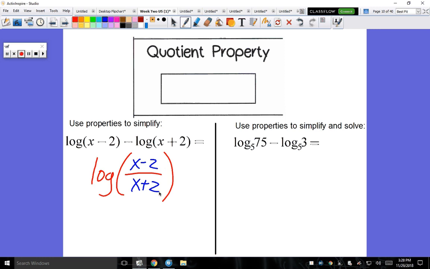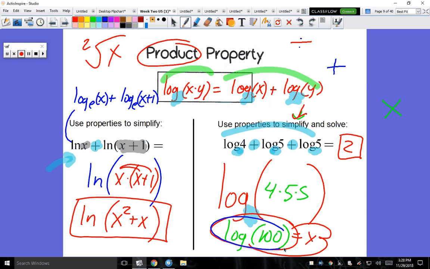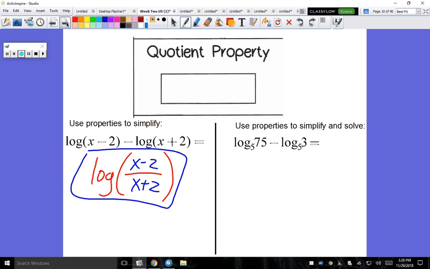Is this final? Simplified? It is. See, the other one, we could simplify more because it was just numbers. Okay? When you have variables, for the most part, nine out of ten times, it's pretty much simplified. Cool? Alright. Okay, let's do this last one. Or this one over here.